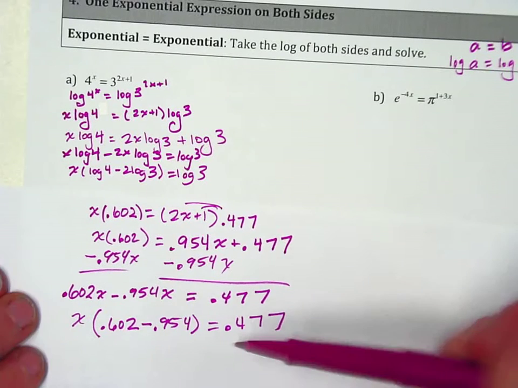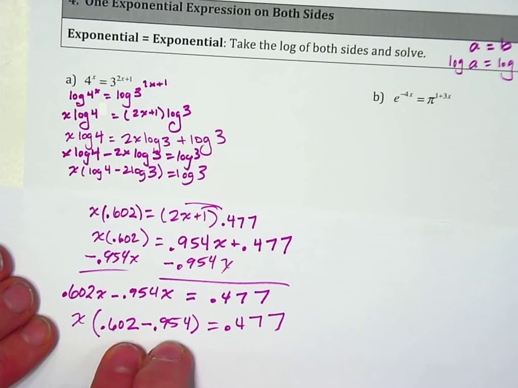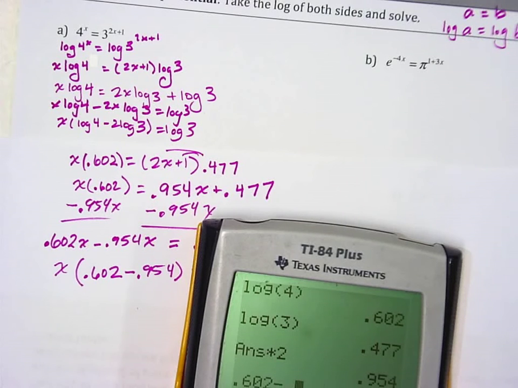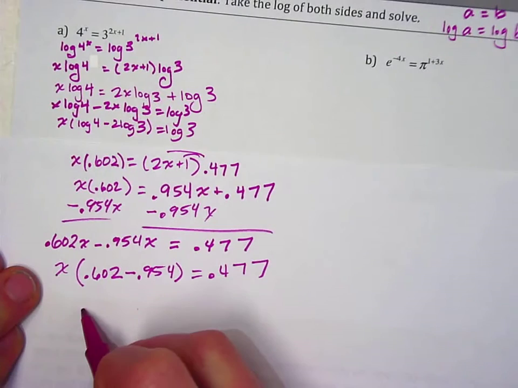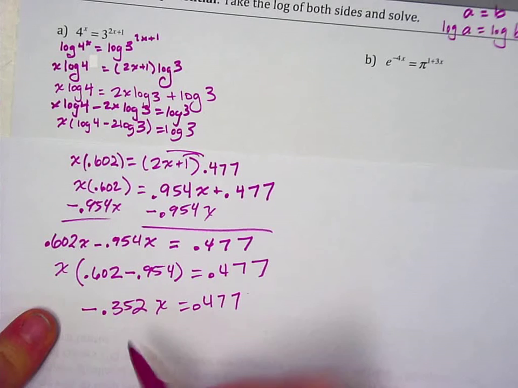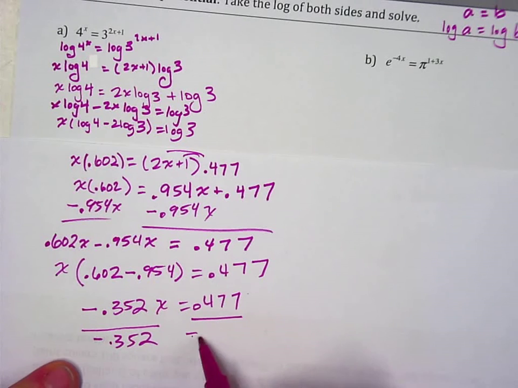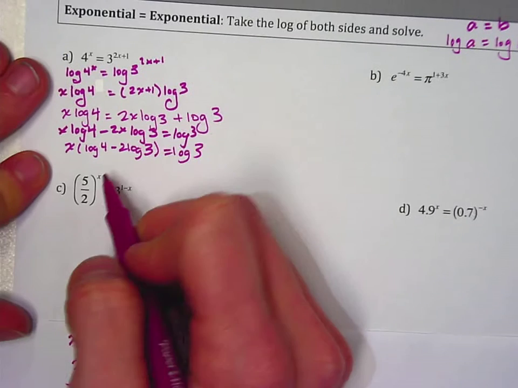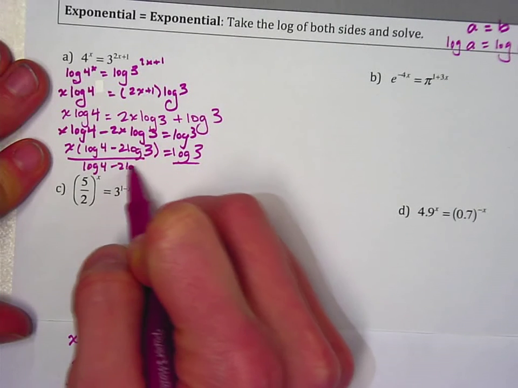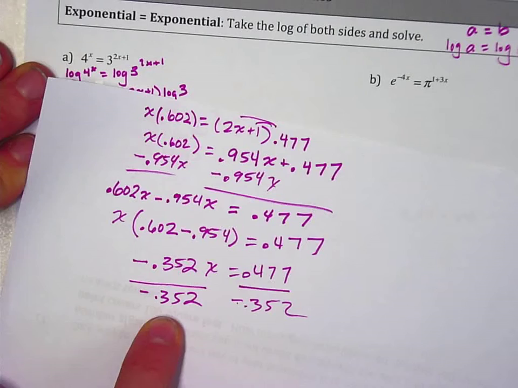So here's the thing. If I want to solve for x, all I need to do is remove this number. Now this is actually one number, all right? It's written with the 2, but if I do 0.602 minus 0.954, this is negative 0.352 times x equals 0.477. To solve for x, I would divide by this number. Here we're going to leave it as is, so I'm going to divide both sides by log 4 minus 2 log 3, because that value, if I plug it in my calculator, is really negative 0.352.